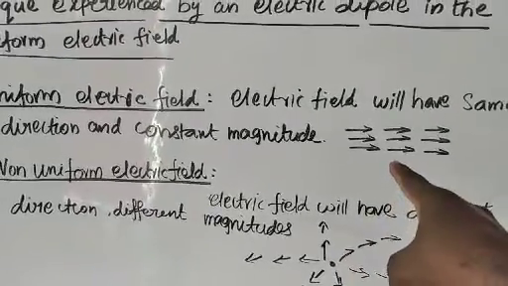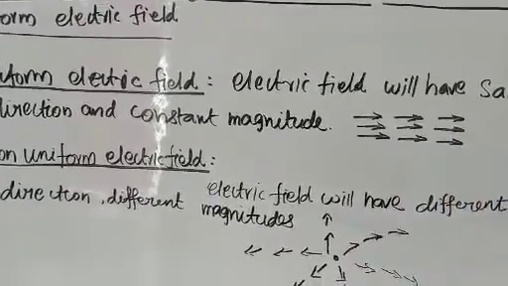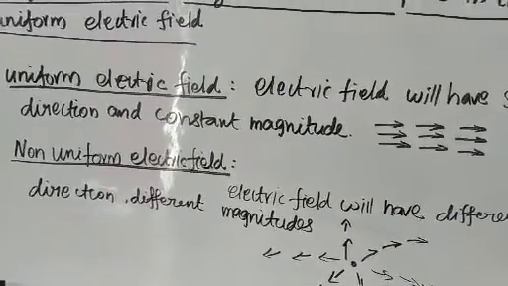Around the earth, magnetic lines of force travel. So this is also a uniform field.